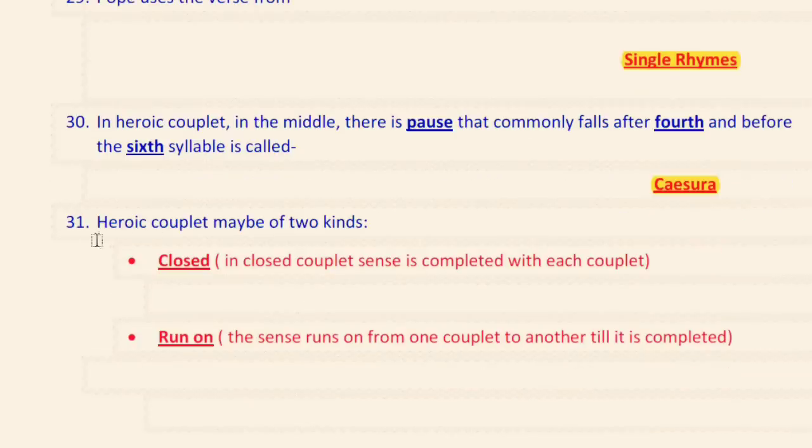Question number 31. Heroic couplet may be of two kinds. First one is closed. In closed couplet, sense is completed with each couplet. Second one is run on. The sense runs on from one couplet to another till it is completed. So these are the two kinds of heroic couplet. One is closed and second is run on.